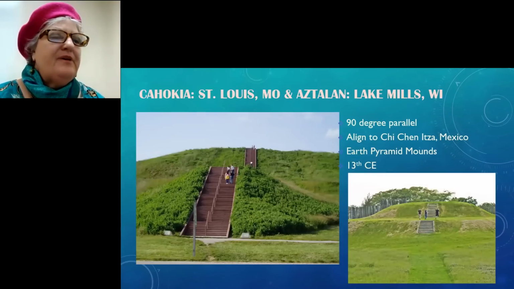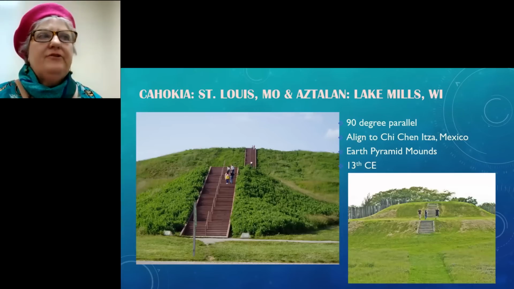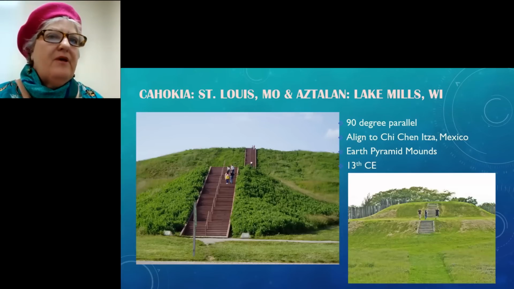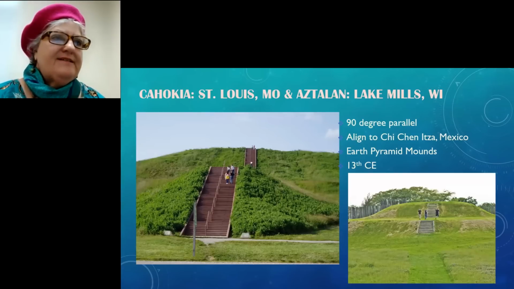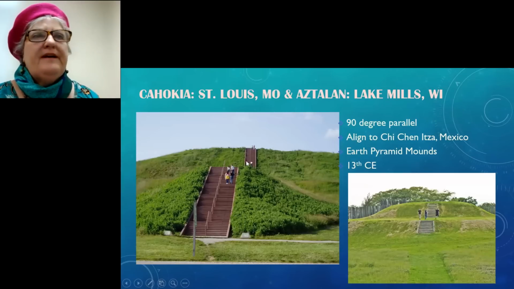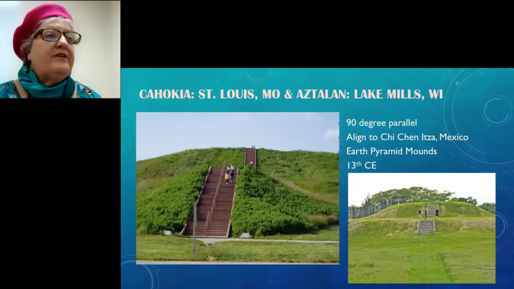And these are pyramids in North America. On the left is Cahokia at St. Louis, and on the right is the pyramid at Lake Mills, Wisconsin, a smaller rendition of the Great Pyramid at Cahokia, which is about 13 acres on its base and is larger than the Great Pyramid of Egypt.